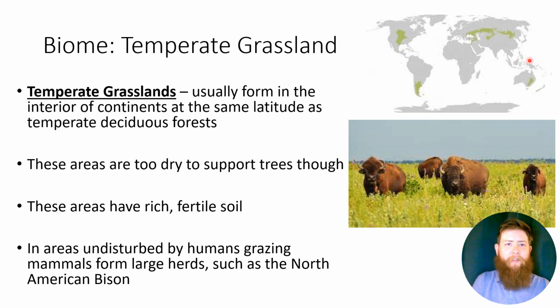All right, next biome is the temperate grassland. This usually forms in the interior of continents at the same latitude as temperate deciduous forests. These areas are too dry to support trees, though. So on the map here, you can see that there's kind of this in the middle of continents. These areas have rich, very fertile soil. And in areas that were undisturbed by humans, we have large grazing herds, such as the North American bison, that can kind of inhabit these areas.